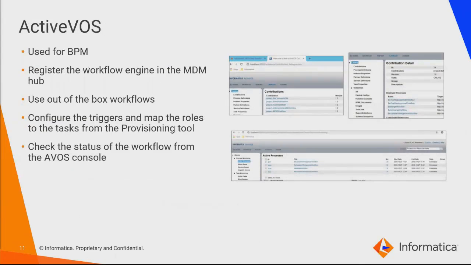AWAS is used for BPM. We need to register the workflow engine in the MDM hub. We can use out-of-the-box workflows, and typically we configure the triggers and map the roles to the tasks from the provisioning tool. We use the AWAS console to check the status of the workflow.